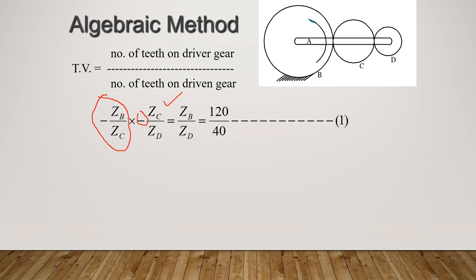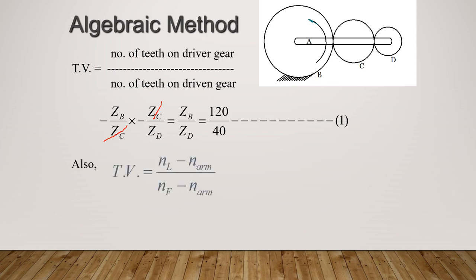So each combination you have to take at once, BC at once, CD at once. Write the train value in each case. Multiply those two relations. Now cancel the common terms, that is ZC gets cancelled. So negative negative will become positive. Remaining is ZB by ZD. Substitute the number of teeth, ZB and ZD are given in the problem. So 120 by 40. That will be the first relation of train value.